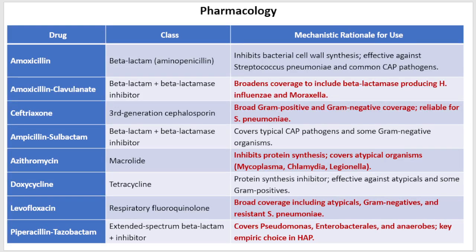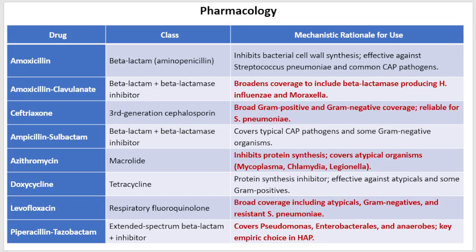Now, atypical pathogens like Mycoplasma and Legionella require different coverage. That's where azithromycin, a macrolide, or doxycycline, a tetracycline, come in. Azithromycin is dosed at 500 mg once a day, then 250 mg daily for 4 days, while doxycycline is given 100 mg twice daily. Both inhibit protein synthesis and target atypicals.